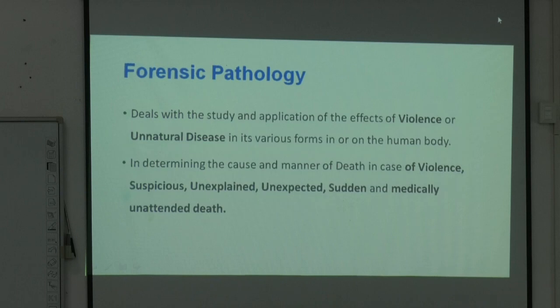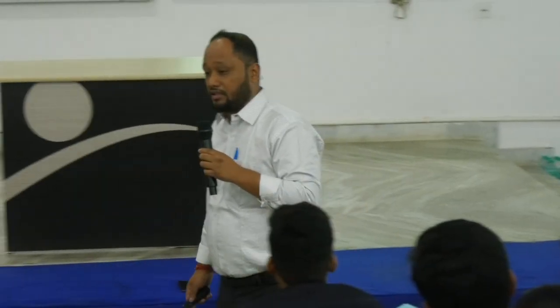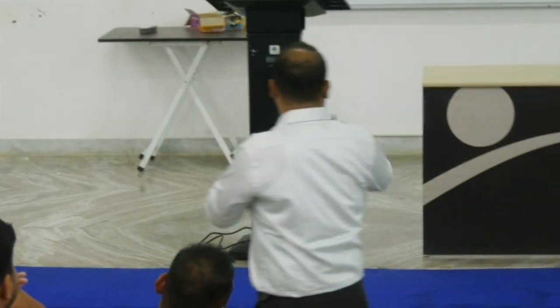So forensic pathology. It deals with cause and manner of death. Basic definition: it determines the cause and manner of death in case of violent, suspicious, unexpected, unnatural death.